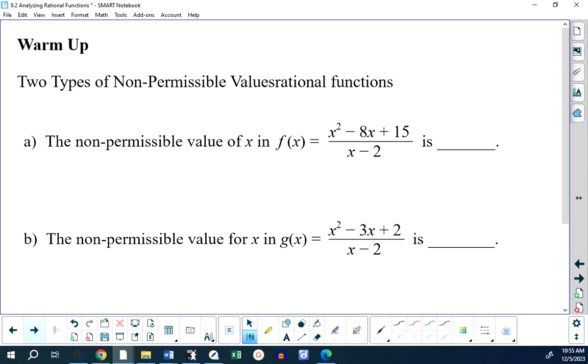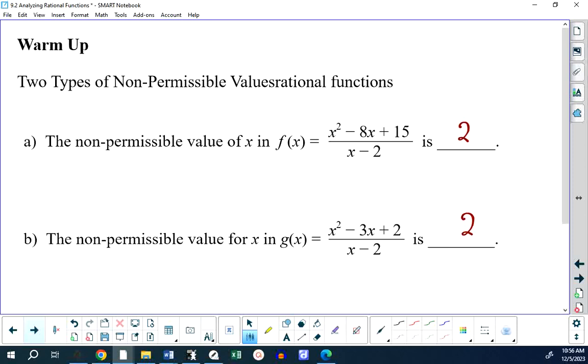2. You know, we could say the non-permissible value is 2. We can say the domain is x is not allowed to be 2. I want to avoid that confusion and just have you write the number 2 in there. 2 is not allowed. Is everybody clear on why? Because the denominator is x minus 2. You can't divide by 0. Similarly, this also has a non-permissible value of 2.